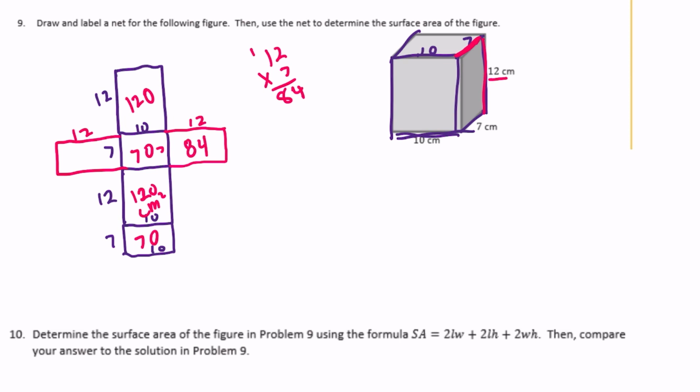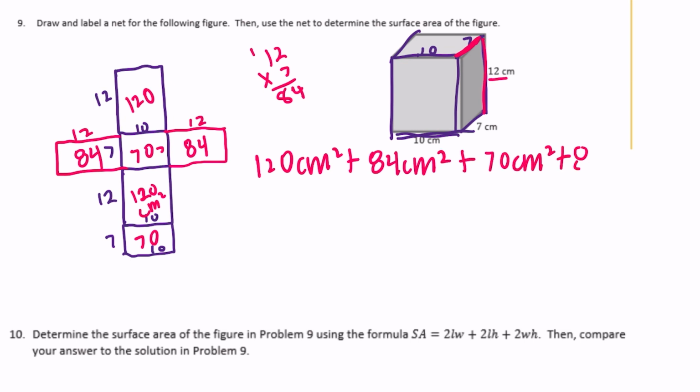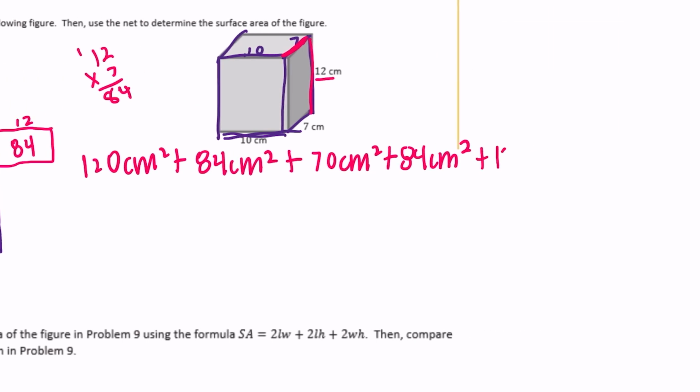It's 84. So let's add all of those together. We have 120 centimeters squared plus 84 centimeters squared plus 70 centimeters squared plus 84 centimeters squared plus 120 plus another 70. Okay, so we just need to add all of those together.